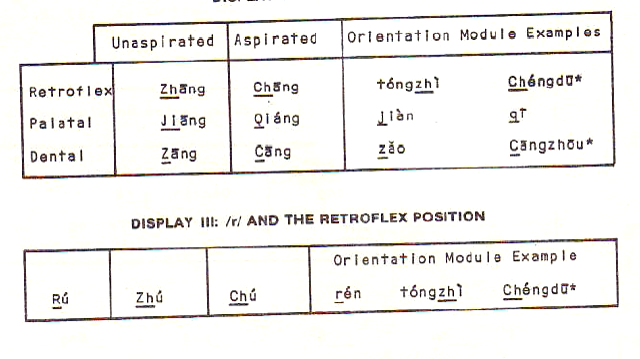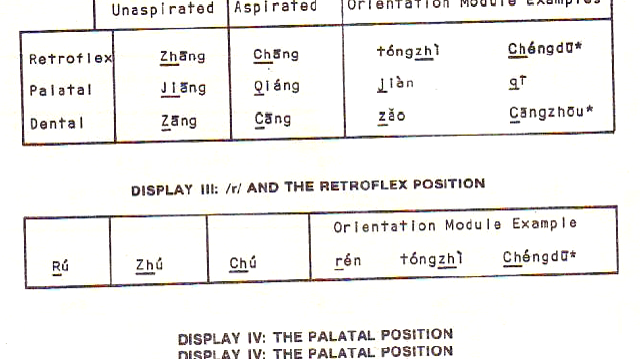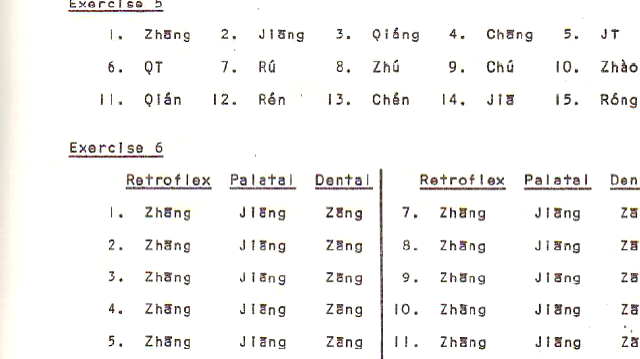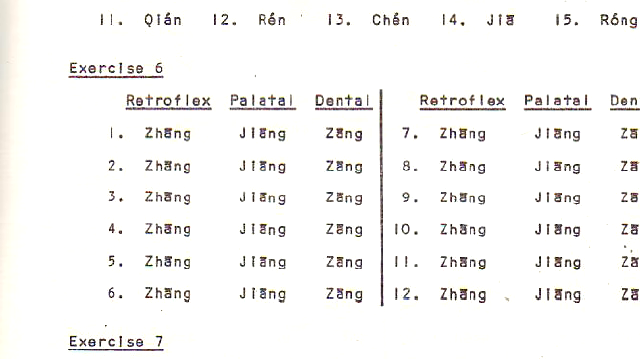Now let's see if you can tell retroflex, palatal, and dental consonants apart. In exercise 6, circle the appropriate romanization for each surname, repeating as you do so. Then I'll tell you which type of consonant it was.